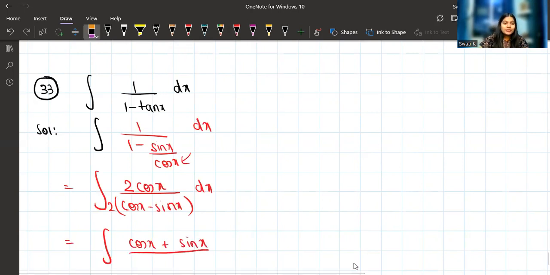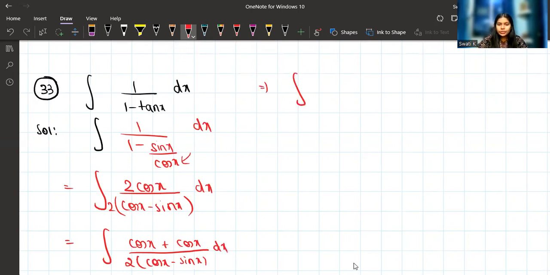Sorry, cos x plus cos x, because 2 cos x is cos x plus cos x only. And then here we have as it is 2 cos x minus sin x dx. And now I can write down this as integration. This cos x I'm writing as it is, and other cos x also I'm writing as it is. Here I'm going to subtract sin x and add sin x. This is what I'm going to do.